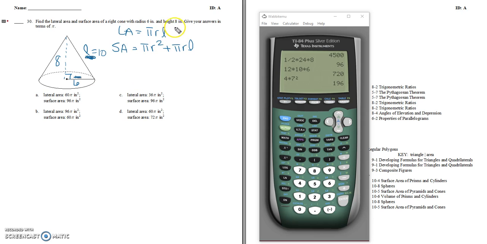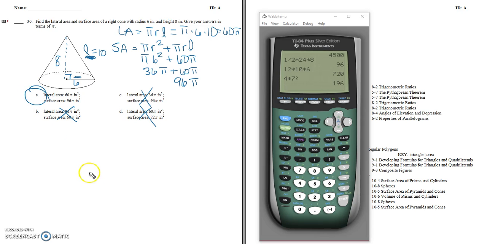So now that I have my slant height, I'm going to plug it in. I have pi times 6 times 10. That's going to give me 60 pi. So my lateral area is 60 pi, and I have 2 of those. So I can eliminate these 2. And then pi r squared, pi times 6 squared, plus that 60 pi. I'm going to have 36 pi plus 60 pi, and that's going to give me 96 pi. So the only one with 96 pi is A.